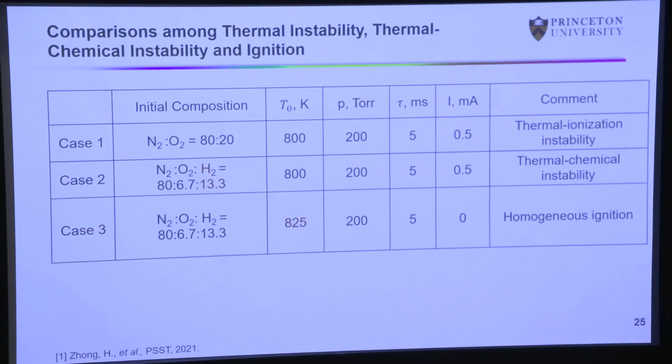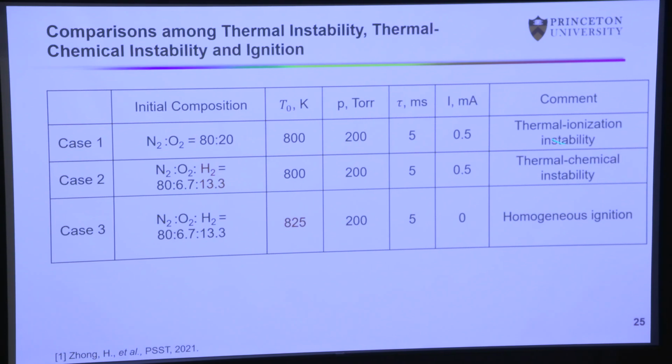For example, let's say we have a nitrogen-oxygen mixture. We can add some hydrogen into it, but my temperature right now is high. So try to see how fuel is going to change the instability mode and how temperature is going to stabilize the instability. From this plot, you can see that this is the thermal instability, and this is the thermochemical instability because you have fuel. And when you raise temperature, the plasma becomes uniform.